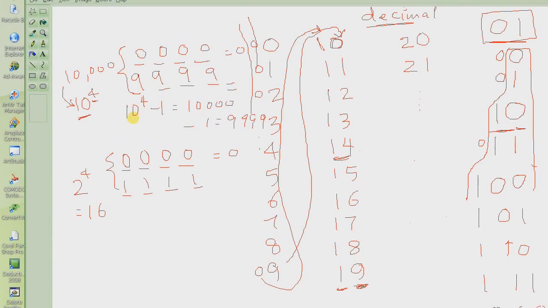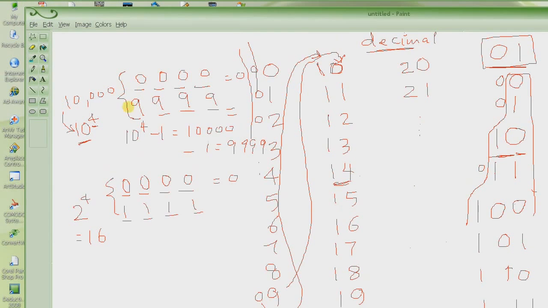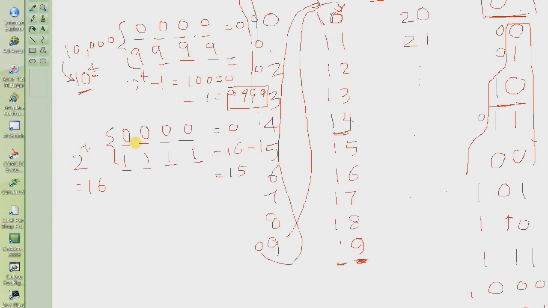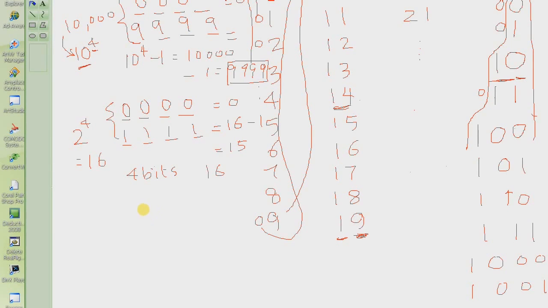And what is the largest number? For decimal it was 10 to the power 4, the total number of numbers, minus 1, because we started from 0. It was 9,999. The same way here, this number represents 16 minus 1, which is 15. So we can write from 0 to 15 if we are given 4 binary locations or 4 bits. If we are given 4 bits, we can represent 16 numbers.